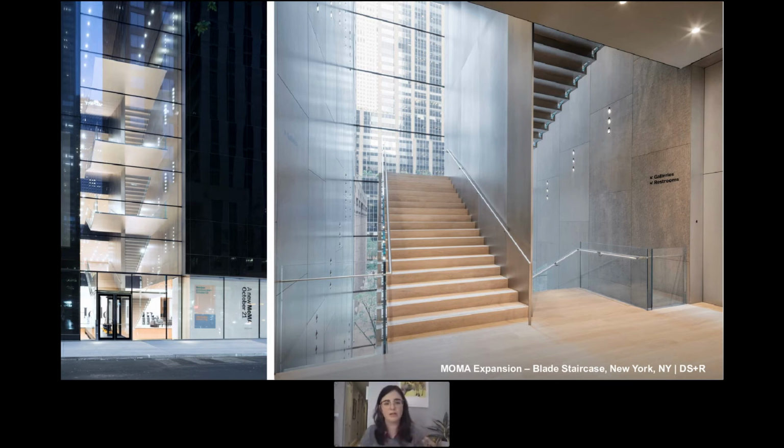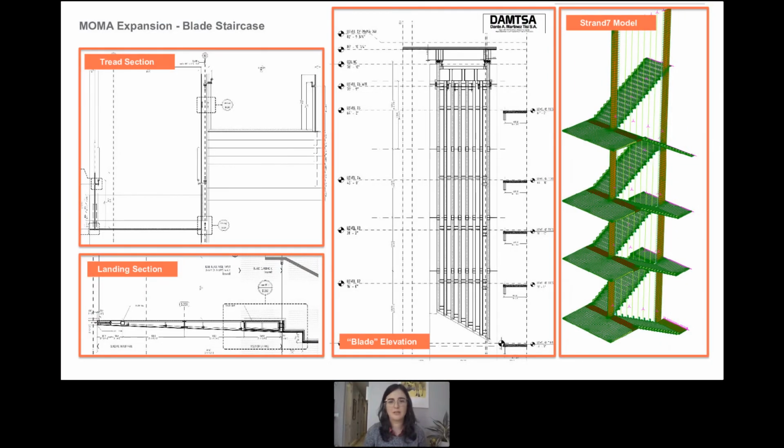And you don't really notice when you're using the stair that it is this really complex structure, but it is actually very involved and required a lot of analysis from the vibrational perspective. So it's really very interesting. So this is some drawings.